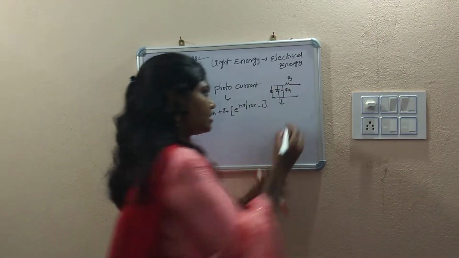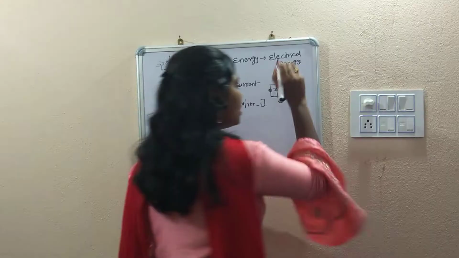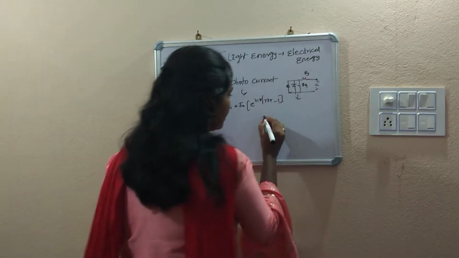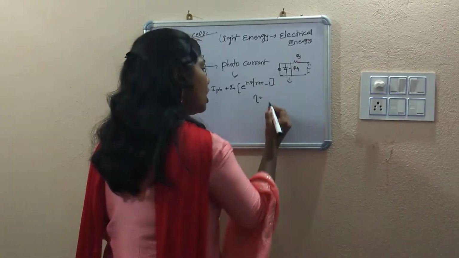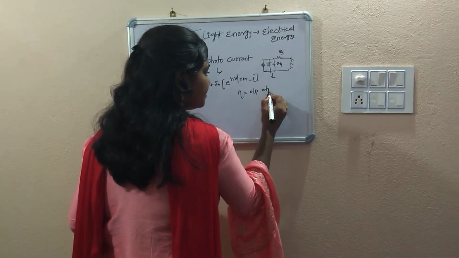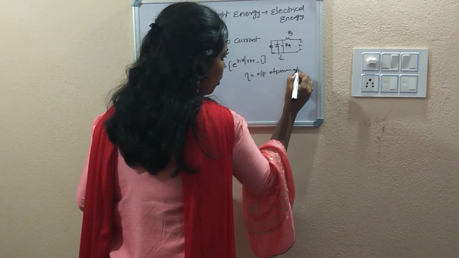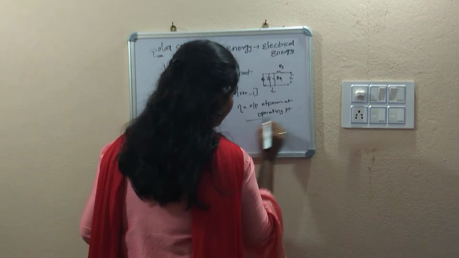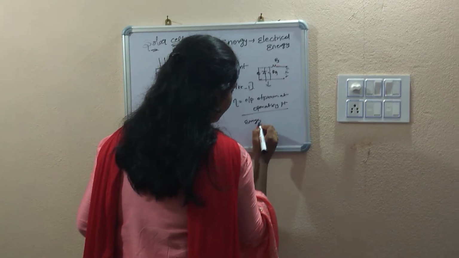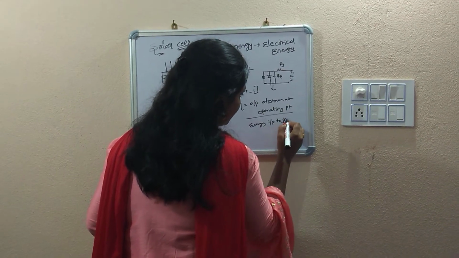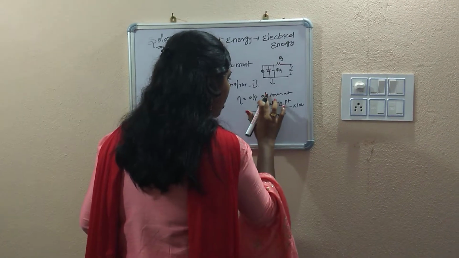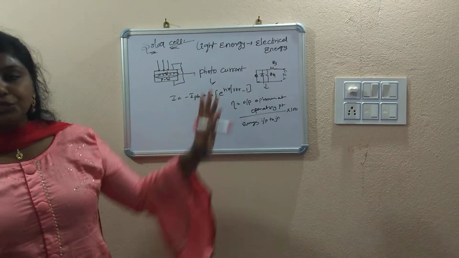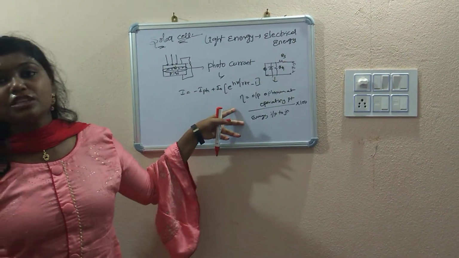When we adjust the load resistance, the output efficiency of the solar cell is efficiency η equals output power at optimum operating point divided by energy input to the junction, times 100. Then we get the efficiency of the solar cell.